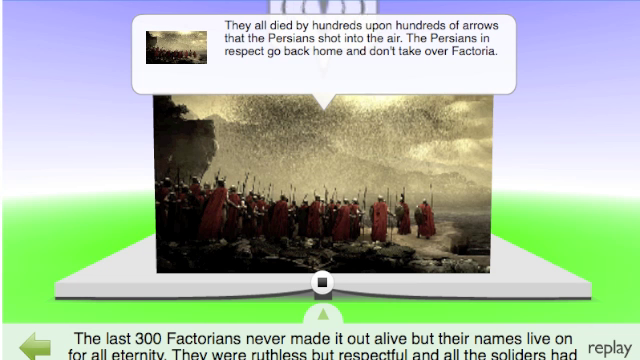They all died by hundreds upon hundreds of arrows that the Persians shot into the air. The Persians, in respect, go back home and don't take over Factoria.